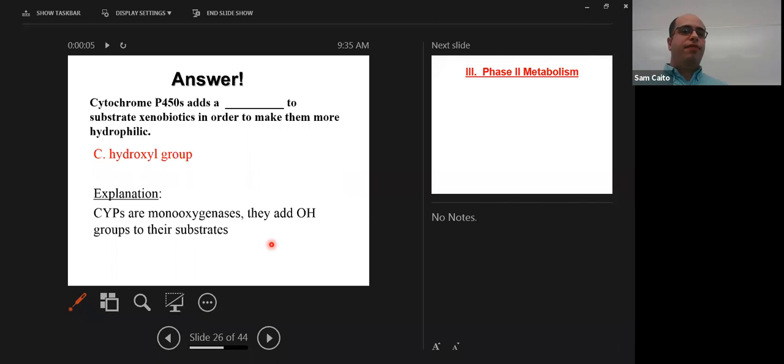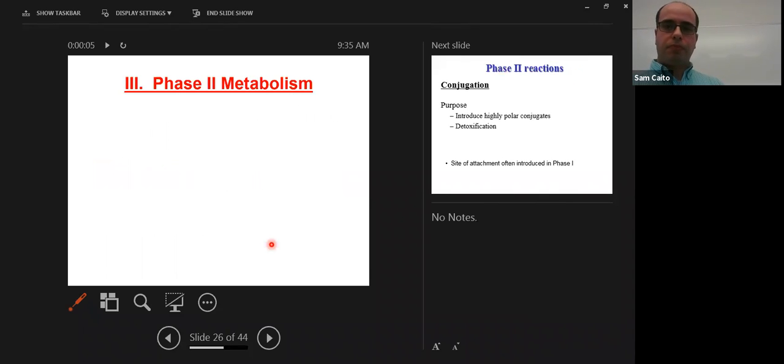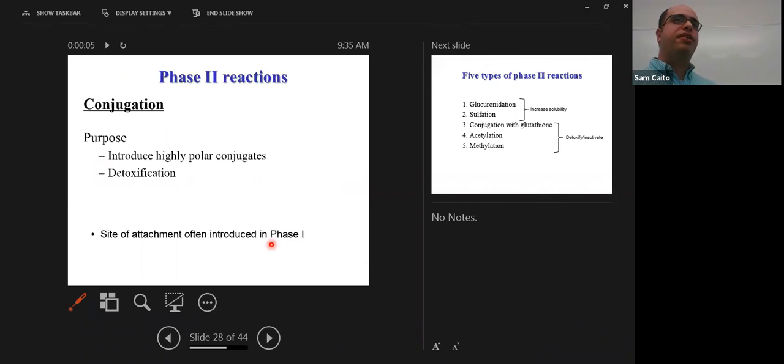So once we have this hydroxyl group on there, it's now going to go through phase 2 metabolism. These are all conjugation reactions where we're going to introduce highly polar conjugates onto our substrate molecules with the purpose of either detoxifying them or making them available for excretion. So usually the site of attachment is introduced by phase 1. So phase 1 typically will happen before phase 2.